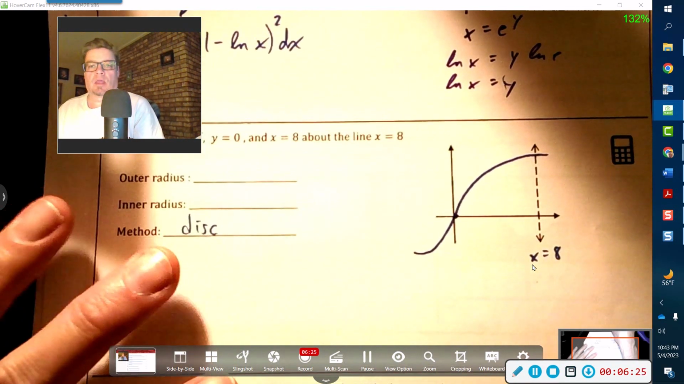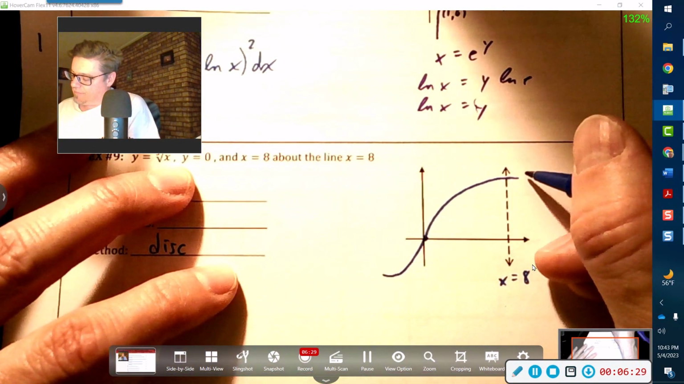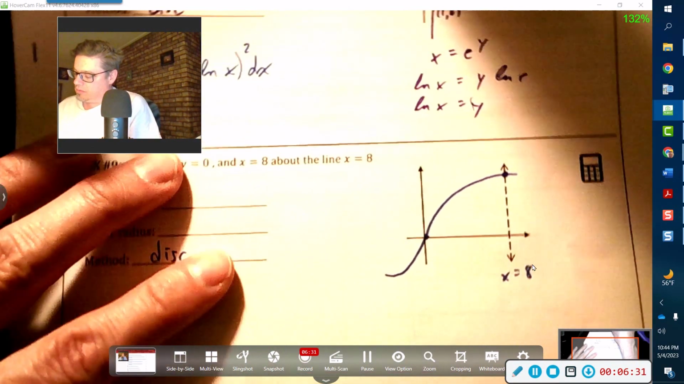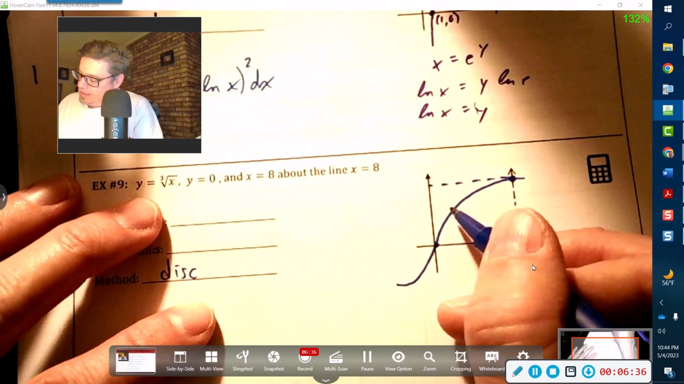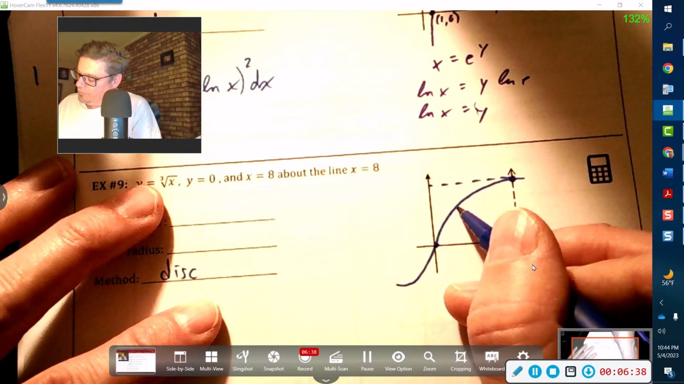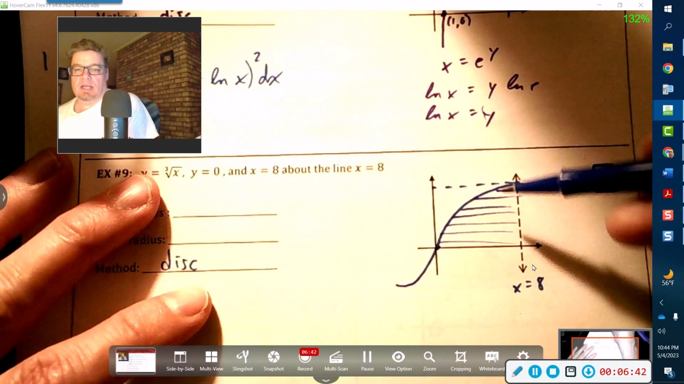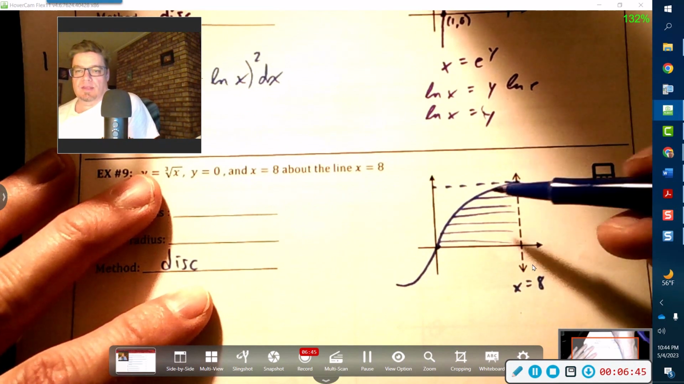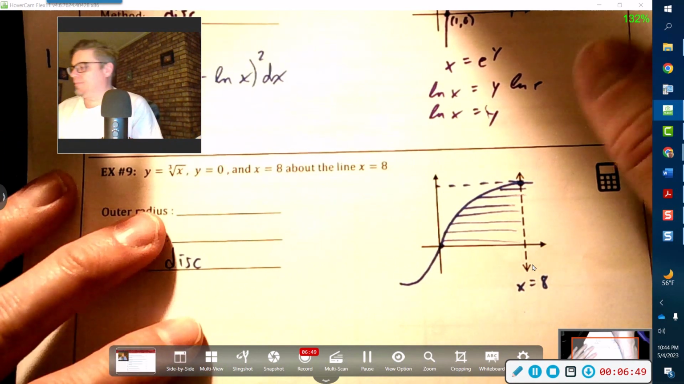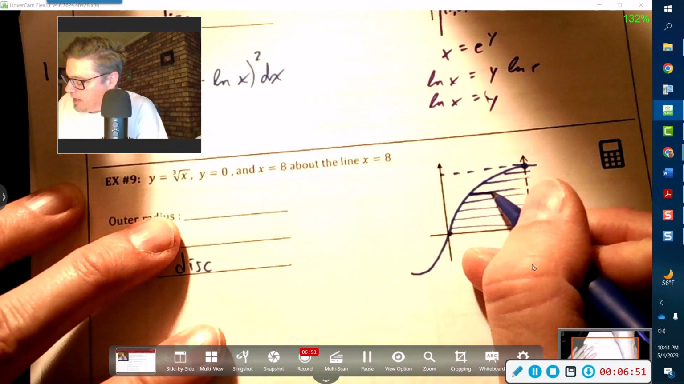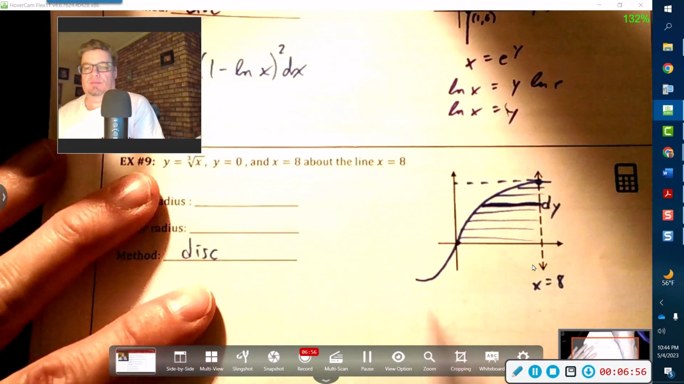Okay, so this means if I plug this point right here. All right, so this is what we're doing here, because we're rotating around this guy. This is actually a shaded area. So I'm going to darken this. This is my dy slice, because I'm spinning around this way.